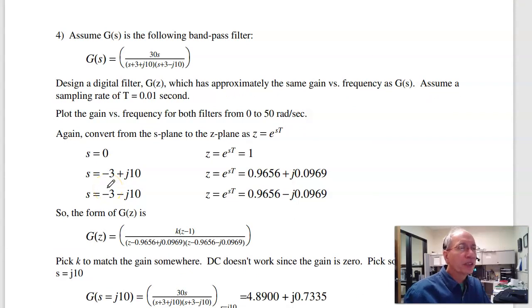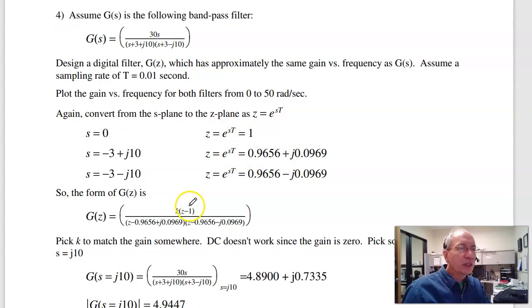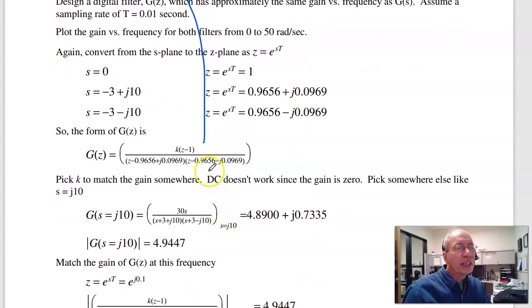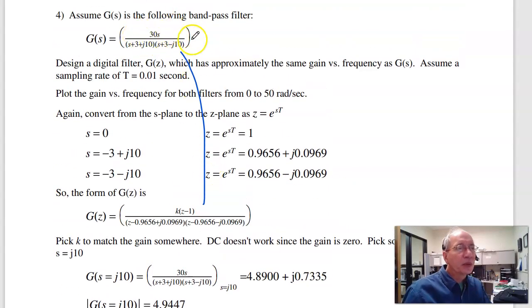That works with complex numbers as well. Take another g of s, I've got 1 zero, 2 poles, convert to the z-plane. The zero converts as e to the st, the pole converts, the second pole converts. So that means I've got 1 zero, this term right here. I've got 2 poles. I can't set the DC gain because at DC this equals 0, so I get 0 equals k times 0, solve for k. That doesn't really help.